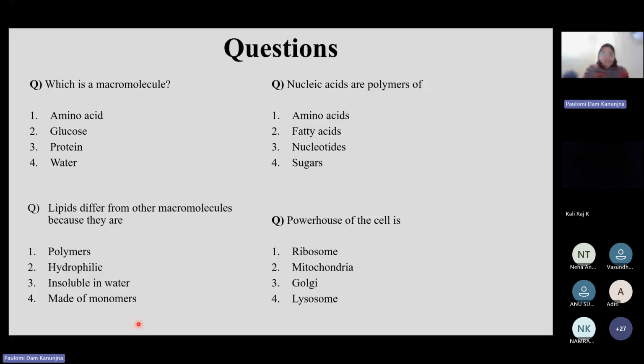The first one is which of these is a macromolecule? When you talk about nucleic acid, which is again a biomolecule, what are the units it consists of? Lipids differ from other macromolecules in what aspect? And the powerhouse of the cell corresponds to what, which everyone knows. So you can give an attempt and we can see how much. I'm sure these are very easy questions, so this shouldn't be very difficult.